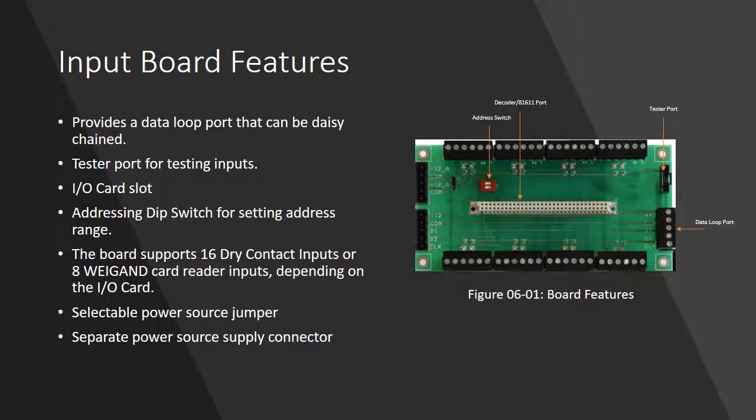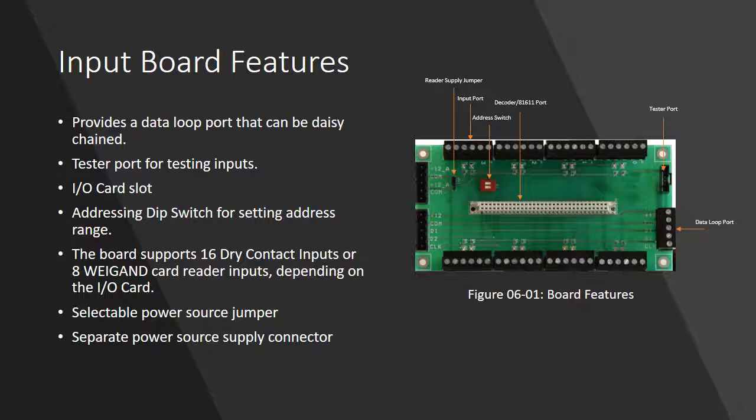You have the standard address switching provided through the dip switch, which allows you to set the address range for this card. You have a set of 8 connectors, of which you can connect 16 dry contact inputs, 2 per connector, which we'll explain in the next slide, or you can connect 8 WeGAN card reader inputs, depending on the card that you have attached on the I/O card slot.